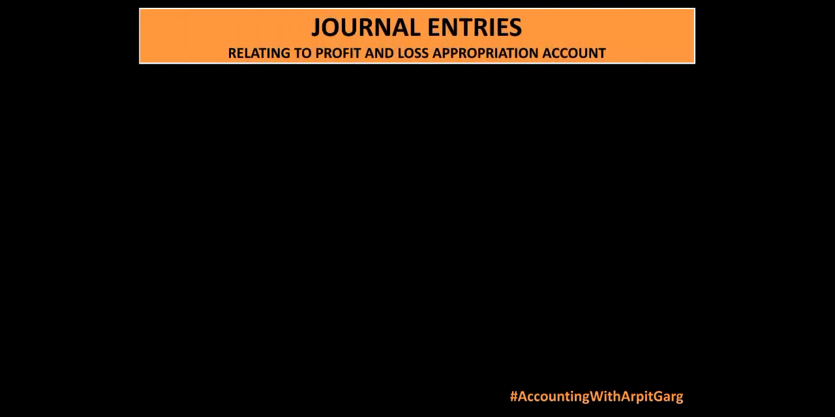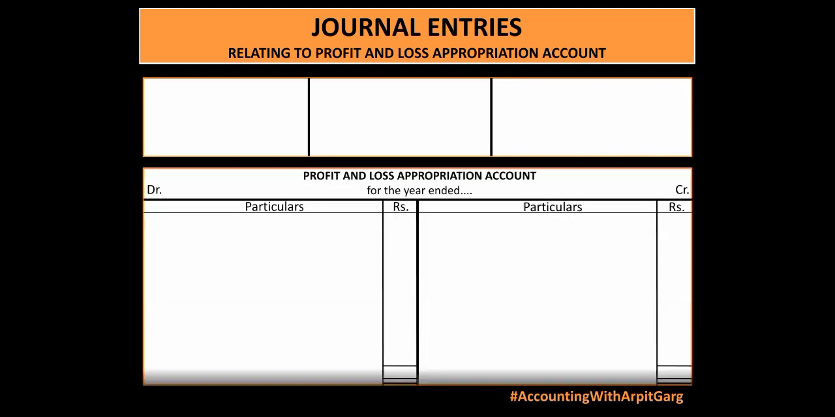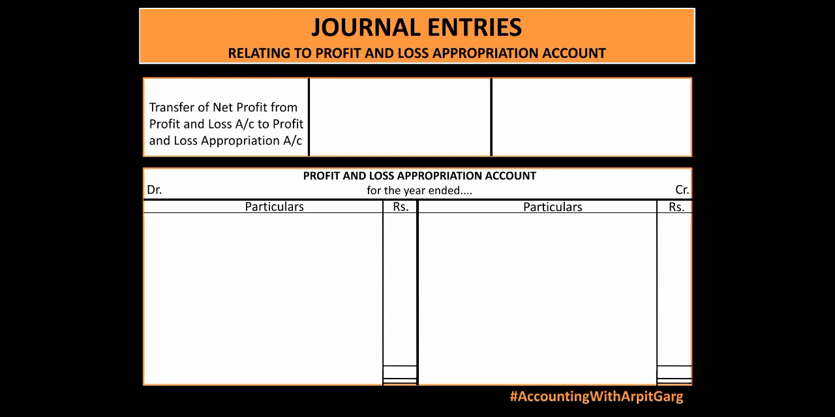Here, we will learn how to pass journal entries relating to profit and loss appropriation account, and simultaneously we will understand how these entries are posted to ledger account, as both journal and ledger are equally important from exam point of view. Ready? Let's begin. First, transfer of net profit from profit and loss account to profit and loss appropriation account.